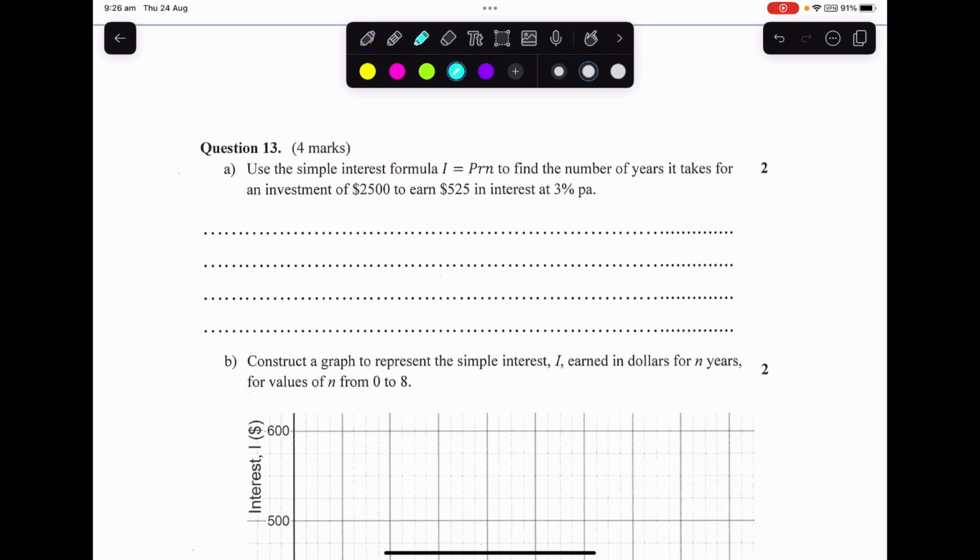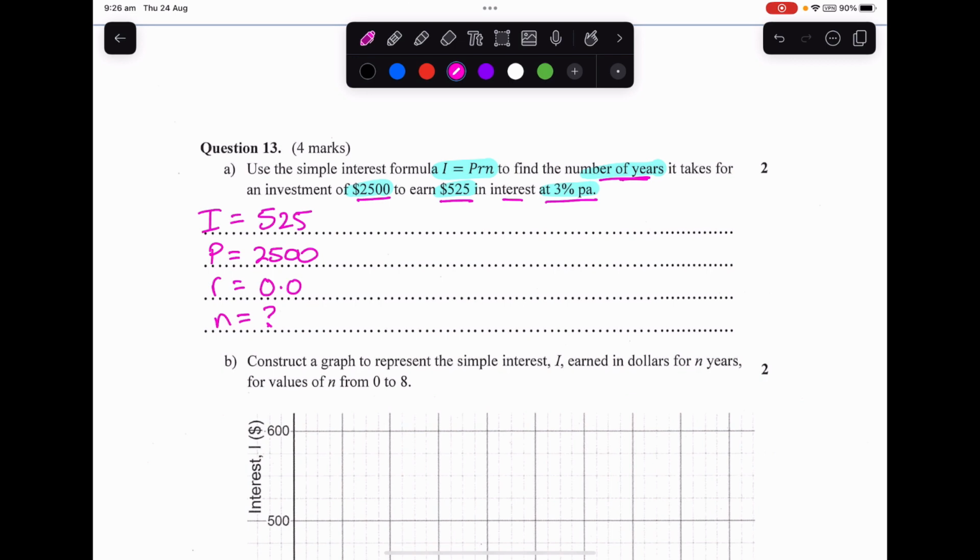Okay, these are the ones where you need to go, right, we're using simple interest. Here's some money, here's some money, here's an interest rate. What am I looking for? Find the number of years. So I always do this one, I equals P, R and N, and take out all the information. I know that I'm looking for the number of years, so that's my N. I have an investment of $2,500, so that's my principal. I earn $525 in interest, so that's $525, and it's at 3% per annum, so 0.03.